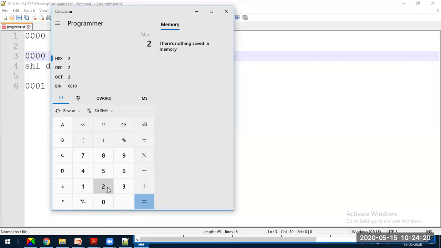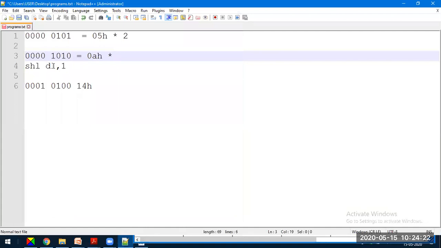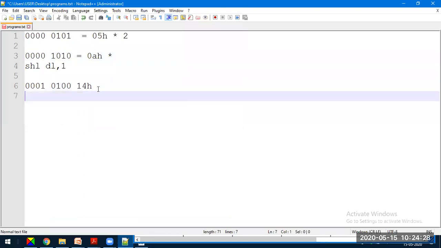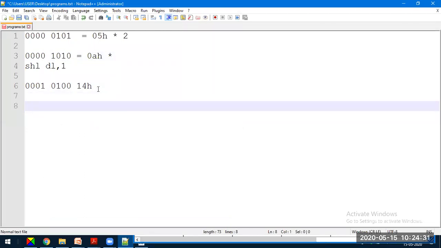Similarly, 14 times 2: if you shift the data left by 1 bit position, you get 28. Do we get 28? Let us see. If you shift by one more position, 0001 0100, one shifts to the left, and there is 0010 1000. This is nothing but equal to 28H.